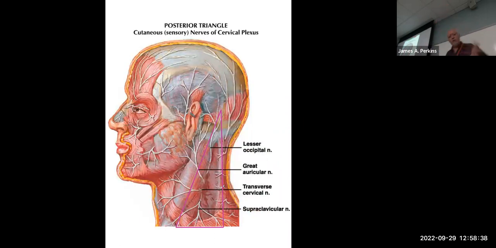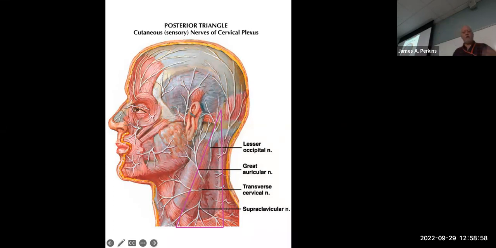So I want to walk through the approaches to the different triangles, and this is going to parallel more what you've actually done in dissection. So I'm going to start with the posterior triangle of the neck. So structures that are either sitting right on the sternocleidomastoid or sitting in that little triangular area just posterior to sternocleidomastoid.